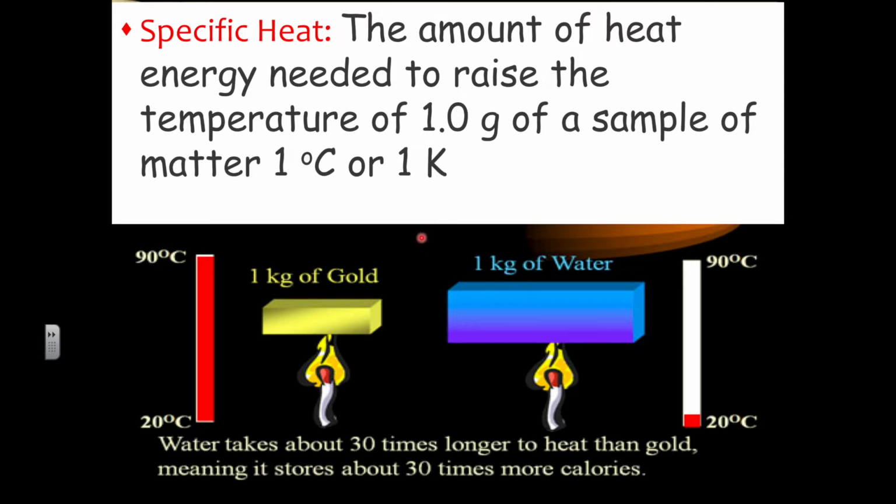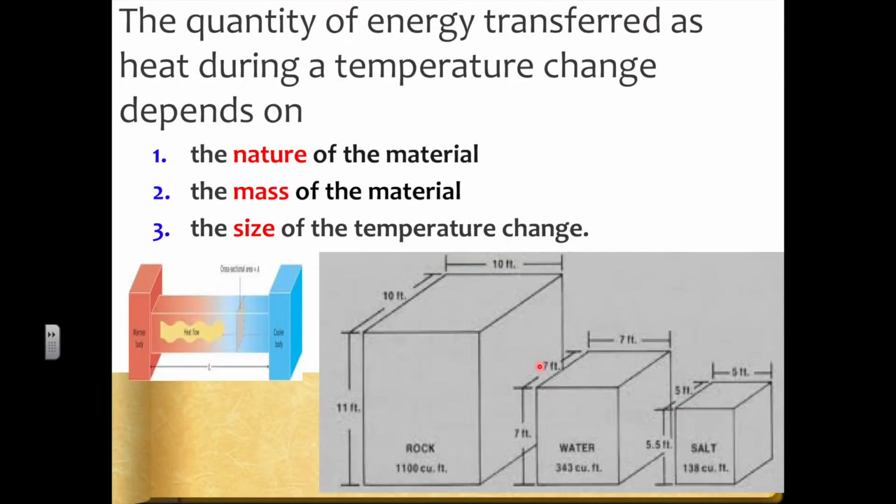So the specific heat is the amount of heat energy needed to raise the temperature of 1 gram of a sample of matter by 1 degree Celsius or 1 Kelvin. They have the same increment, so it doesn't really matter. Basically, if you have two matches right here, the same amount of heat added, well, water is going to take about 30 times longer to heat up than gold. You guys probably already knew that. That's because water is indeed very, very special.